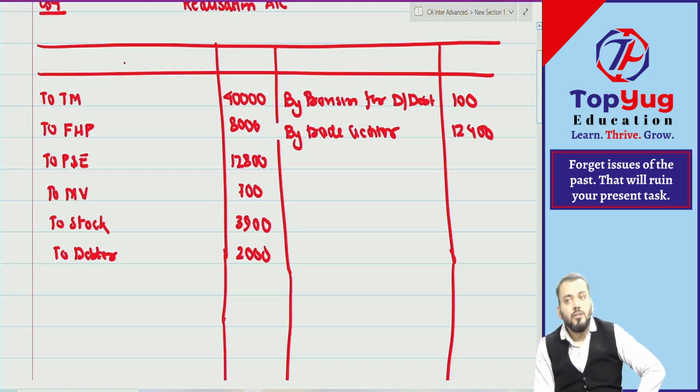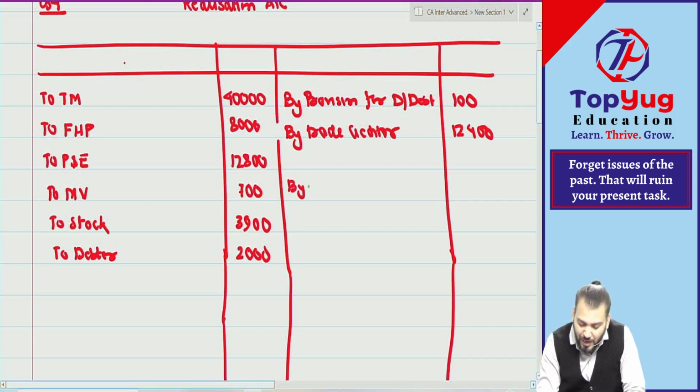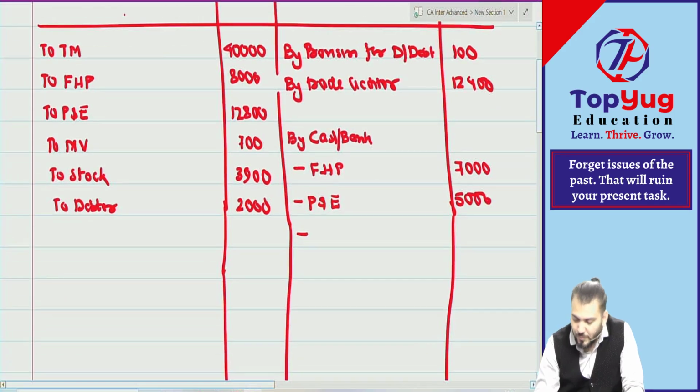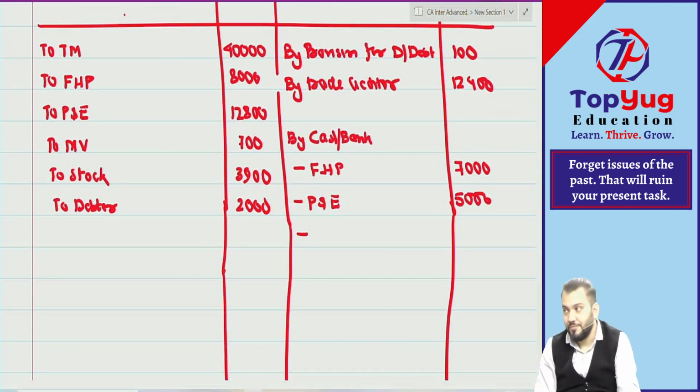Correct. Now what is step number 2? Realize assets and settle liabilities. As per the information given in the question, one by one, can you give me by cash or bank? The trademark 0. Freehold property, how much? 7,000. Then plant and equipment, how much? 5,000. Motor vehicle is taken by whom? So, what journal entry will we do?